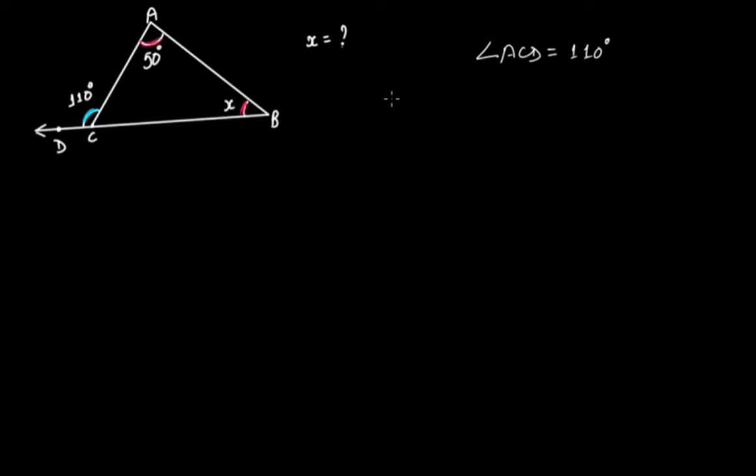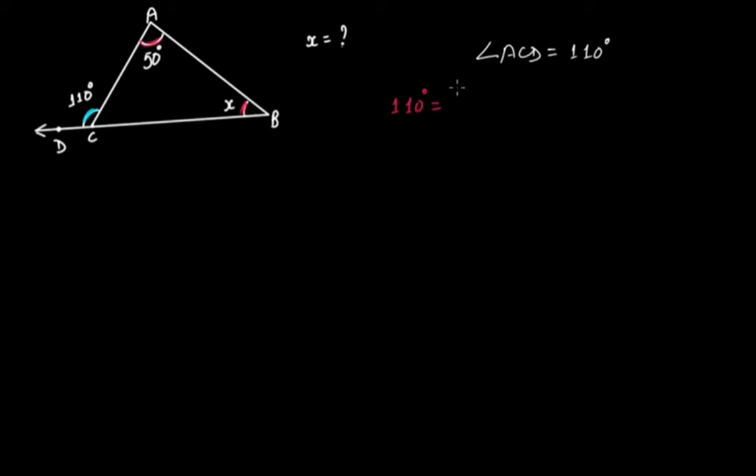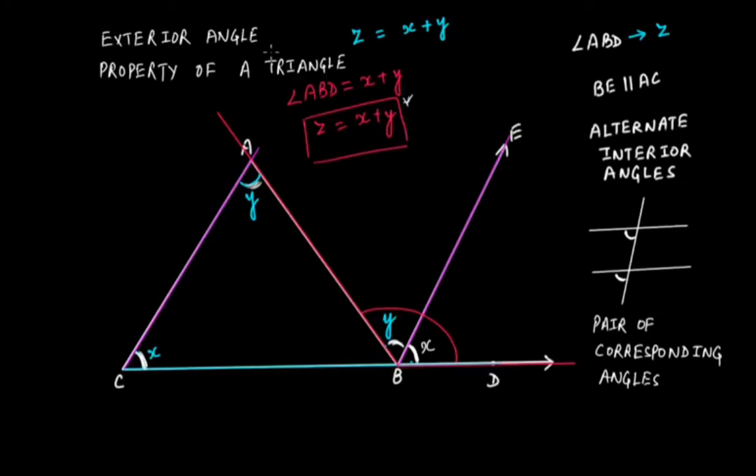And we know that this 110 degree, by the exterior angle property of a triangle, will be equal to 50 degree plus X. Therefore, 110 degree minus 50 degree is equal to X. So X will be equal to 60 degree. So this value is what? 60 degree. How? By using the exterior angle property of a triangle.